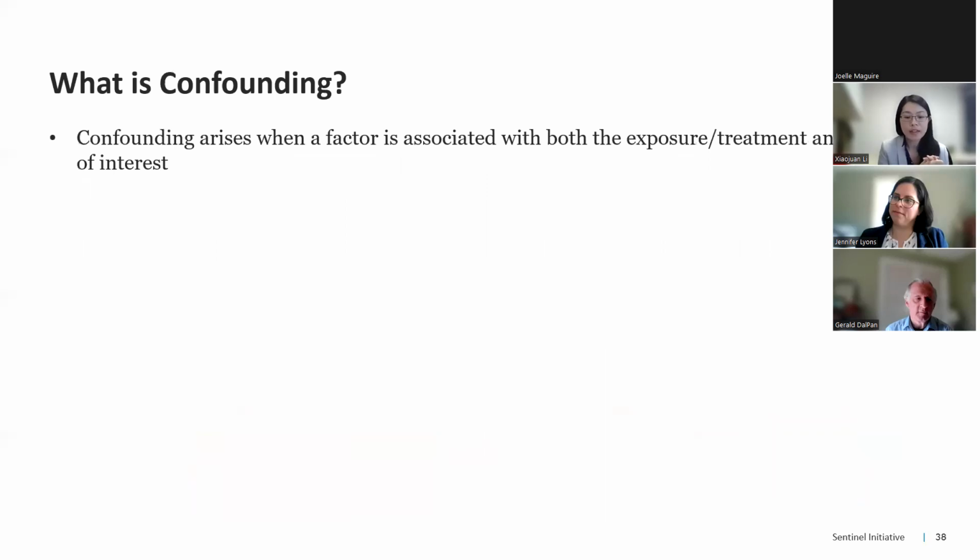Confounding is the concept of comparability or the lack thereof in observational studies, which hampers causal inference. It arises when a factor is associated with both the primary exposure of interest and also the disease outcome of interest, resulting in this distortion of the association between the exposure and outcome.